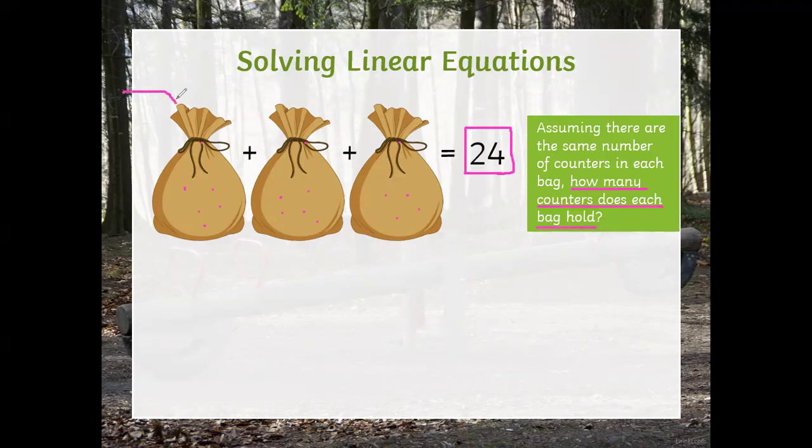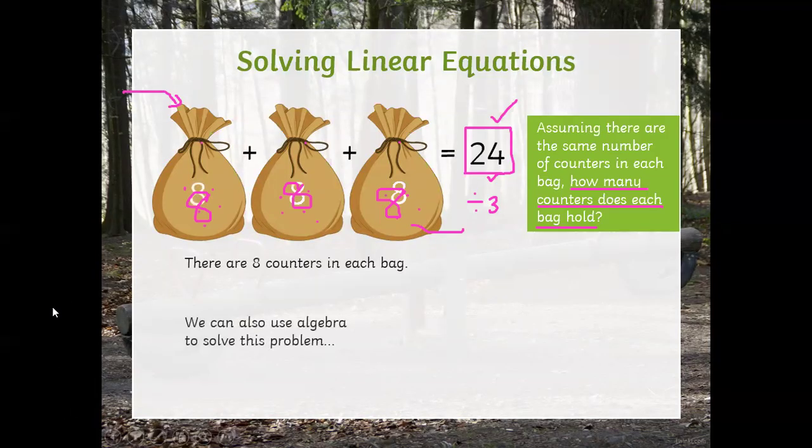Now, when I draw a picture like that and I put the number like this, your brains can easily say that, I know there are 8 counters. Now, how did you get that value 8? You just took 24 and divided by 3 bags and you got the answer 8. Correct?